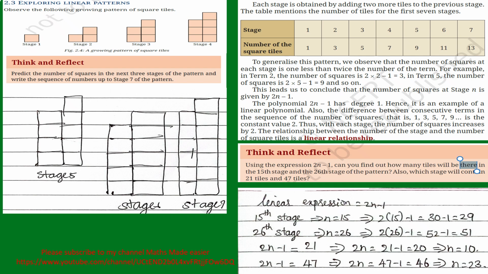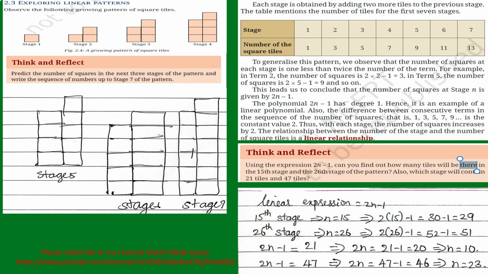We need to refresh what a linear polynomial is. If it has a degree of 1, it's a linear polynomial. If it is 2, it's quadratic, and 3 is cubic. So this is a linear polynomial. The degree is 1. What is degree? It is the highest power, or the highest exponent, in the expression.